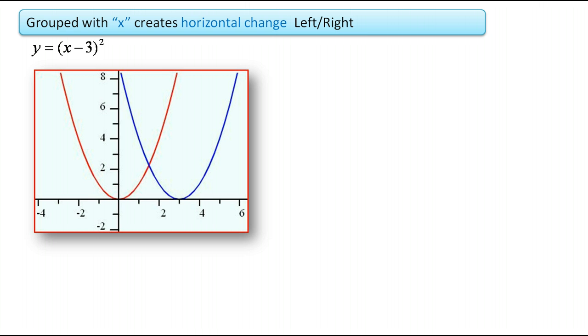So first off, anything that is grouped with x creates horizontal change. That's left and right. For example, if we take y equals x minus 3 squared and we subtract 3 from x, that's going to move our whole function left or right. Now normally you'd think that it would move it to the left because it's subtraction. However, it is going to move it to the right, opposite what you normally would think. So the whole parabola is shifted 3 units to the right. So minus 3 moves it to the right, and the vertex is now at (3, 0).